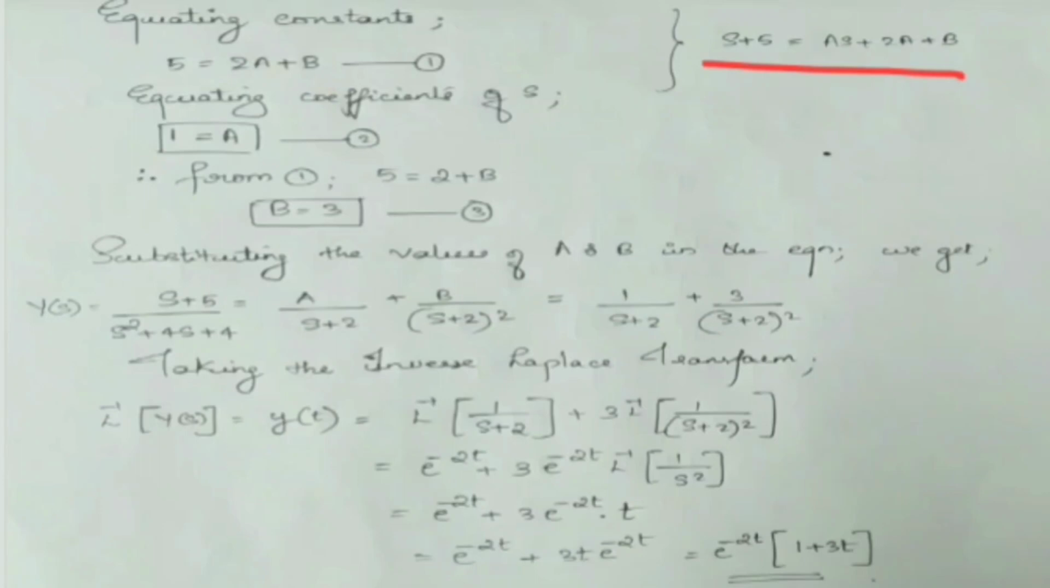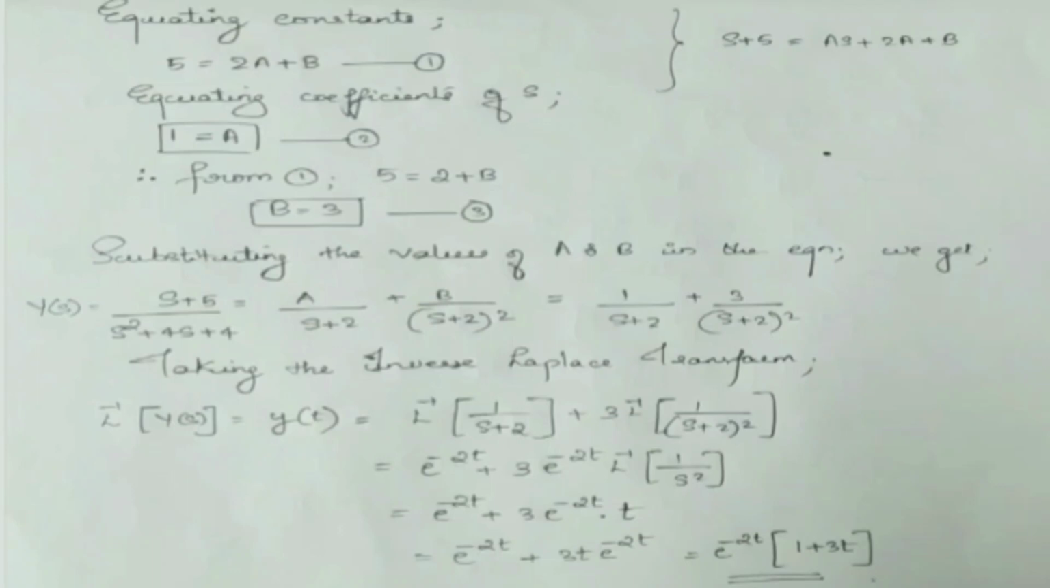And let's equate the coefficients of s now. On LHS we have one s term and on RHS we have one as term. So when we equate the coefficients of s, we'll get 1 equal to a. So we got the value of a. Now let's substitute this value of a in equation 1 in order to obtain the value of b. Therefore 5 is equal to 2 plus b and b is equal to 3. Now we'll substitute these values in this equation. Therefore we'll get y of s is equal to (s plus 5) by (s square plus 4s plus 4), which is equal to 1 by (s plus 2) plus 3 by (s plus 2) the whole square.